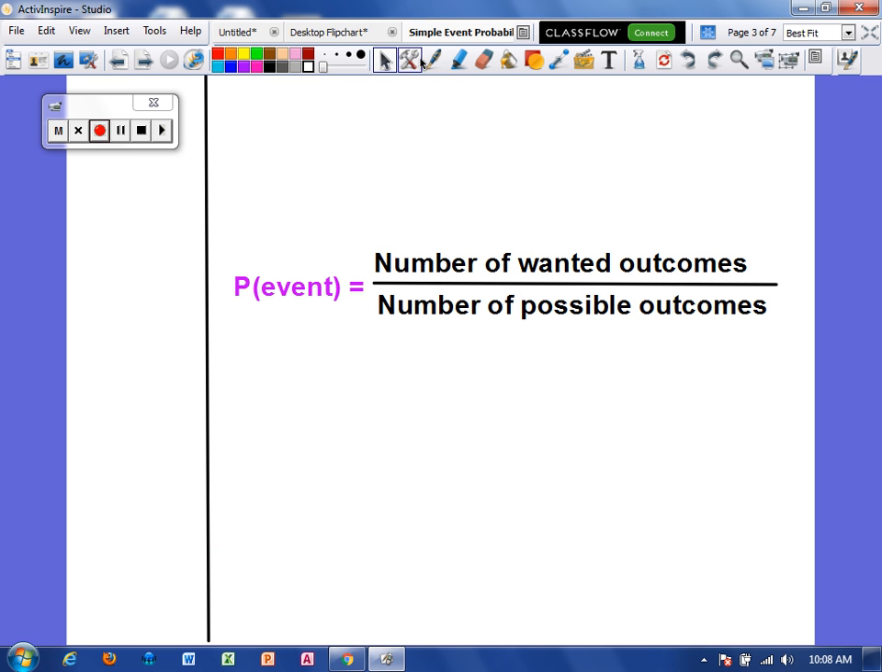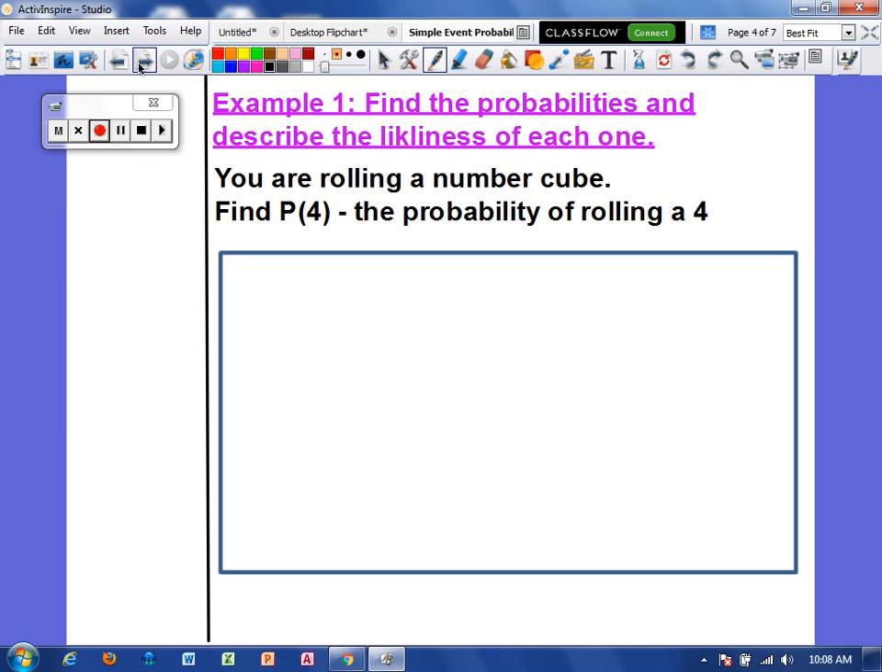All right, whenever we actually find probability, we are going to take the number of wanted outcomes and we're going to put it over the number of possible outcomes. Think of the number of possible outcomes as the total number of outcomes. All right, so let's go ahead and do some examples together.